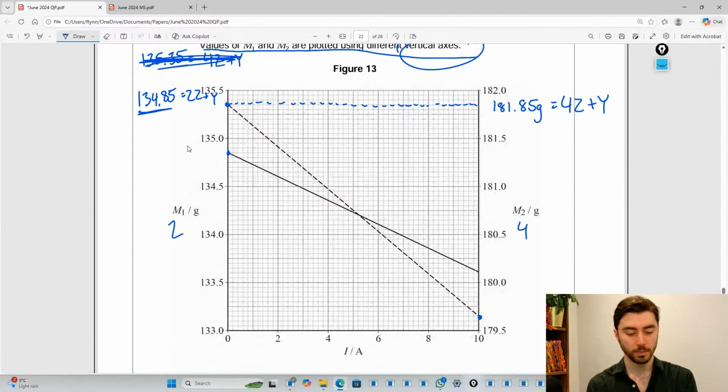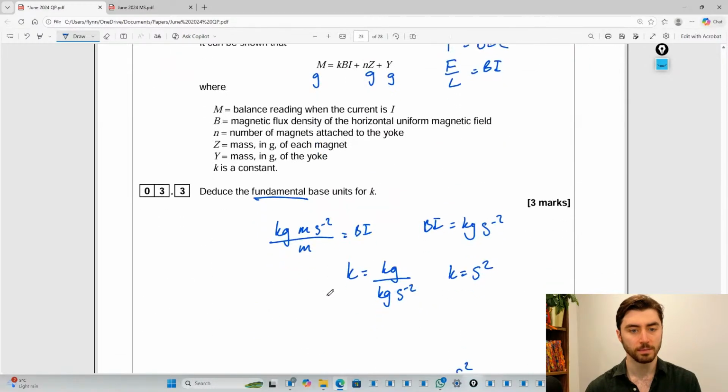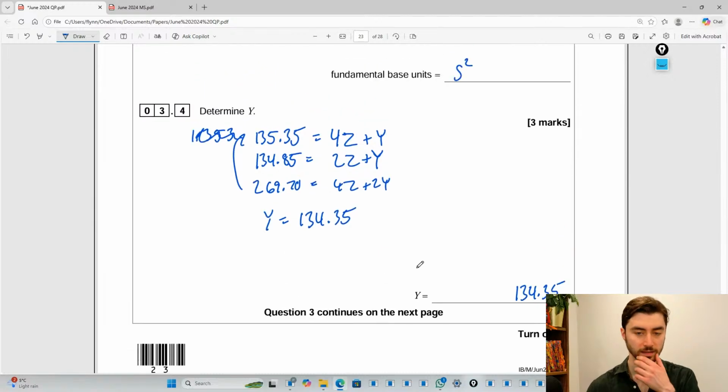So if we double this up, 134.85 times 2 is 269.7, which equals 4Z plus 2Y. That was correct. But then if I subtract this, so in fact, I'll write this above. So if we subtract these two equations, so that minus 181.85 is 87.85, which is equal to Y. And that's what I should have got. And that's correct. Did I also miss something in the question? No, that's fine.